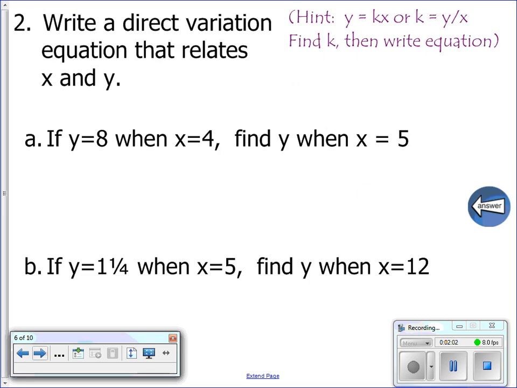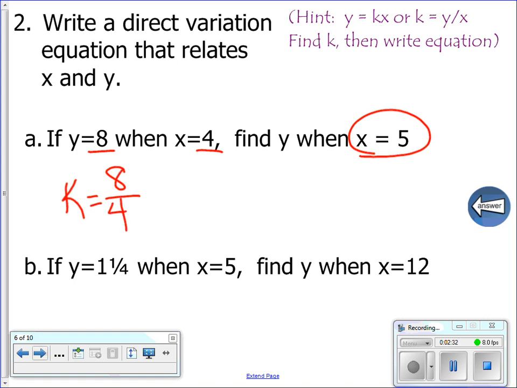All right, this one wants us to write the direct variation equation that relates x and y. So we know that to get our k, y equals kx, we could take y divided by x. This wants us to write a direct variation equation and then find out what is y when x is 5. So to get my direct variation equation, k is my y divided by x. And so that gets us 2. So that is our k. So our equation is y equals 2x.